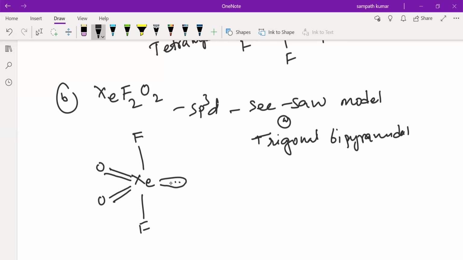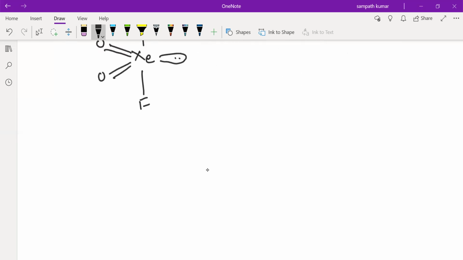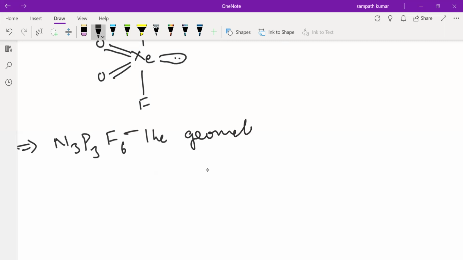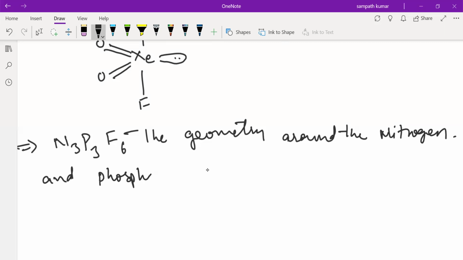Next one. I will give another molecule. N3P3F6, N3P3F6. The geometry around the nitrogen and phosphorus respectively are.